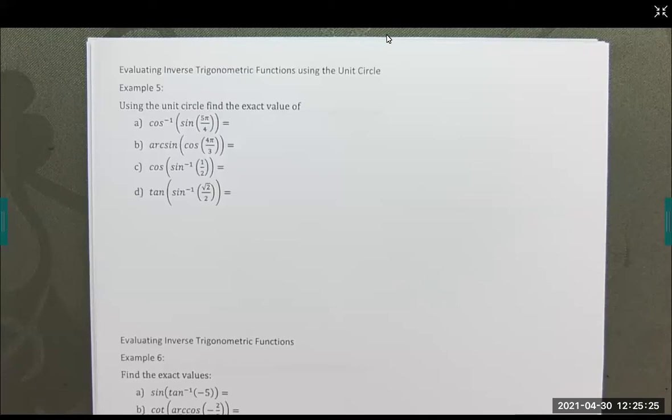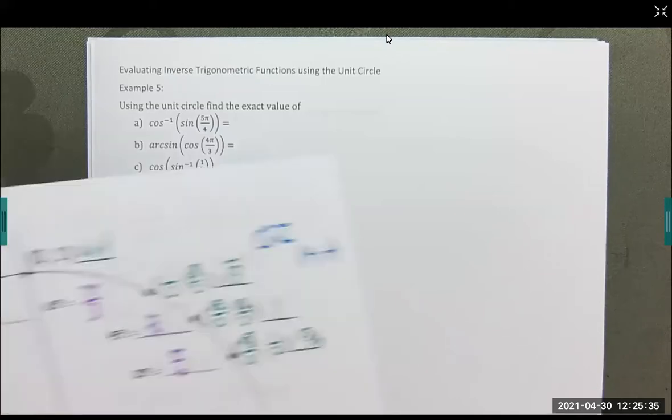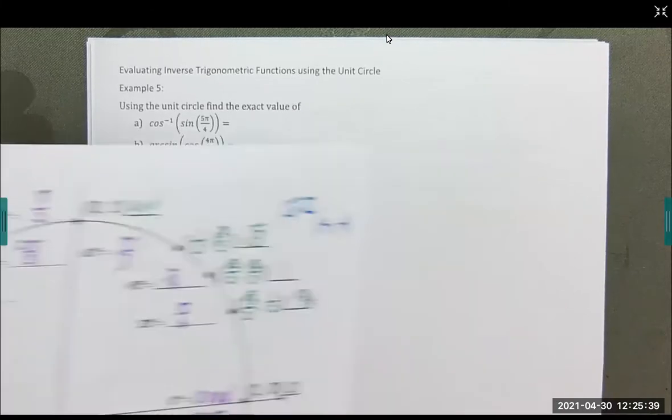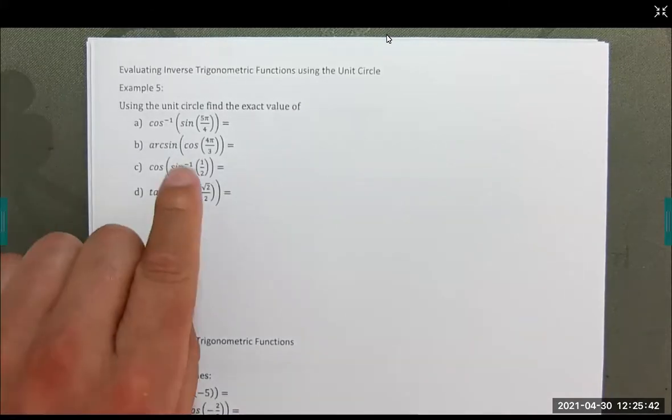Glad that you're here. This is part 2 of section 4.1, dealing with inverse trigonometric functions. We're going to start out by dealing with the unit circle. So for this lesson, you'll want to have your handy dandy unit circle ready to go. And I'm going to start here.